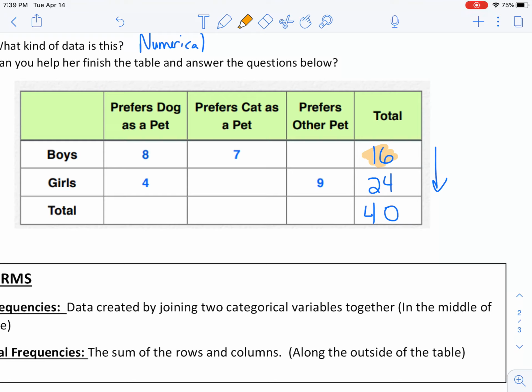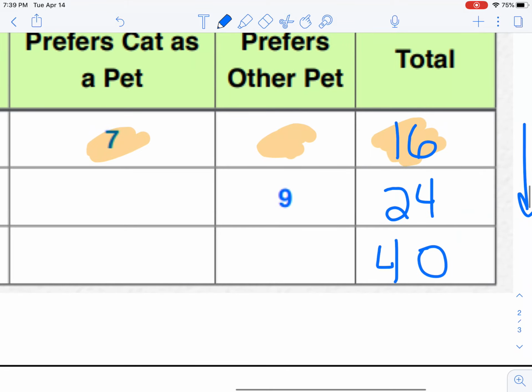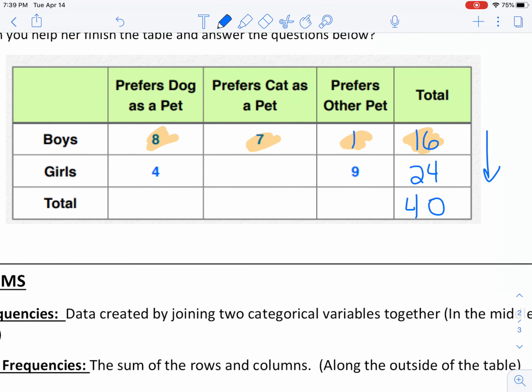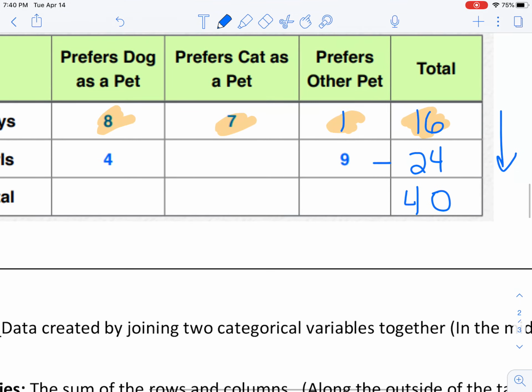Okay, here's how you fill in the blanks. To get to 16, I gotta have 8 plus 7 plus this blank, right? Well, 8 plus 7 is 15. 15 plus 1 will get me to 16. So basically, when you're filling out a two-way table, if you recall from middle school, you're just filling in the blanks. I recommend trying to fill in the totals first, right?